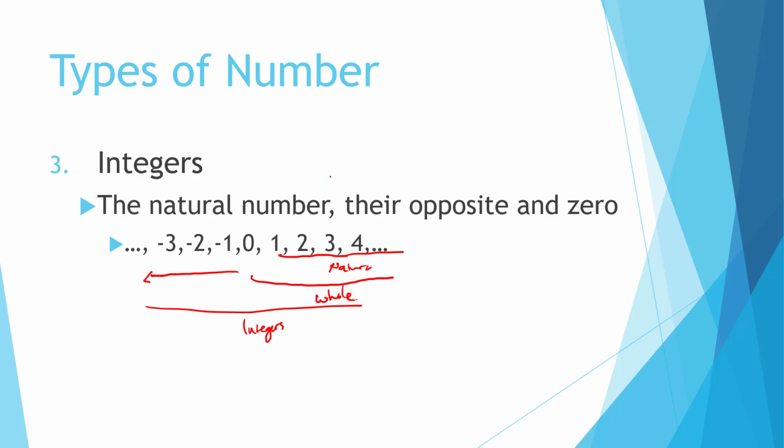Okay, so in here, if you see these 3 dots, it means that it goes to infinity. If you go right, it's going to positive infinity. If you go left, you will get to negative infinity. So this is what we call integers. It's the same thing as counting numbers and 0, but you have negative numbers also, like negative 1, negative 2, and so on.